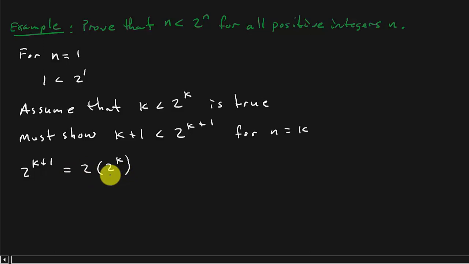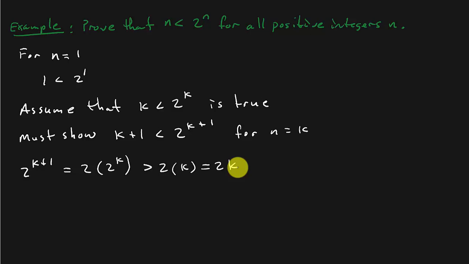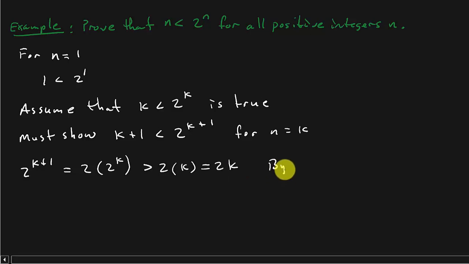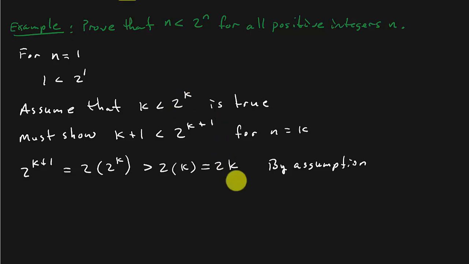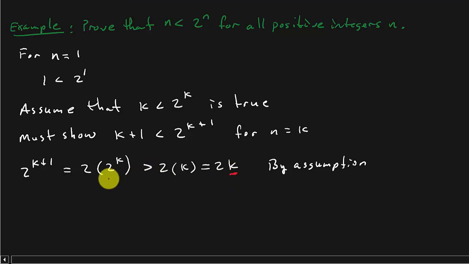Now we need to come up with an inequality. So we know that this is greater than 2 times k, which is 2k. How do we know that? Well, this is by the assumption, because look, you see what I have up here? k is less than 2 to the k. We assume that up here. And if k is less than 2 to the k, well, I can multiply by 2, and that's still going to hold true. You see that?